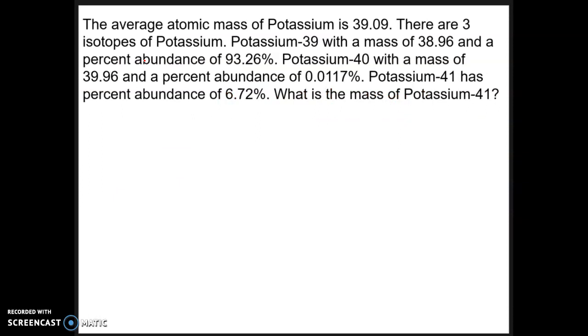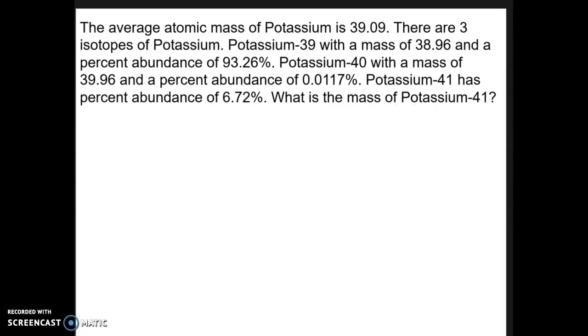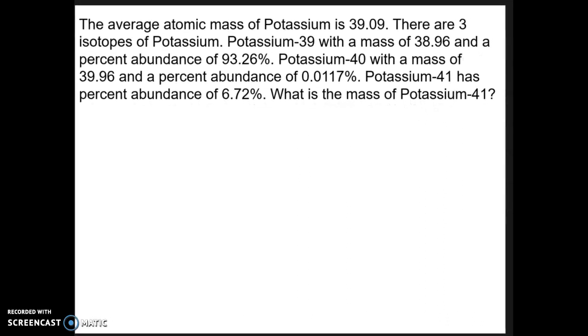Okay, here is our next problem. The average atomic mass of potassium is 39.09. So this time I gave you the average mass. There are 3 isotopes. Potassium 39 has a mass of this and a percent abundance of that. Potassium 40 has a mass of this and a percent abundance of that. Ooh, that's not a common one. And then potassium 41 has a percent abundance of this. So what is the mass of potassium 41?